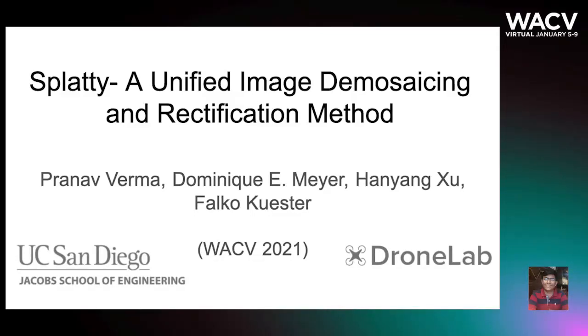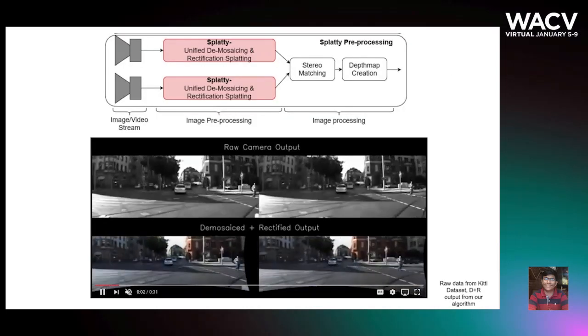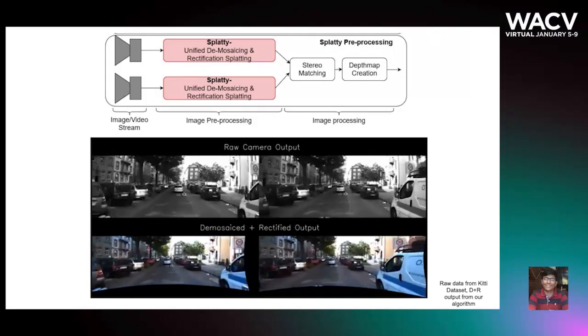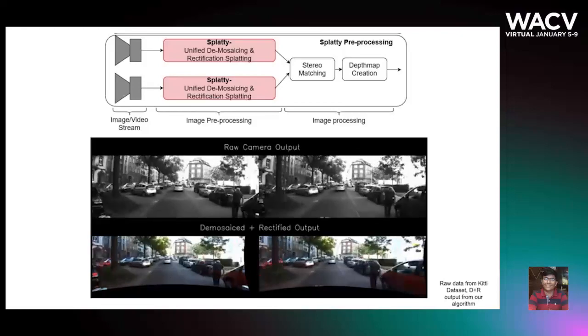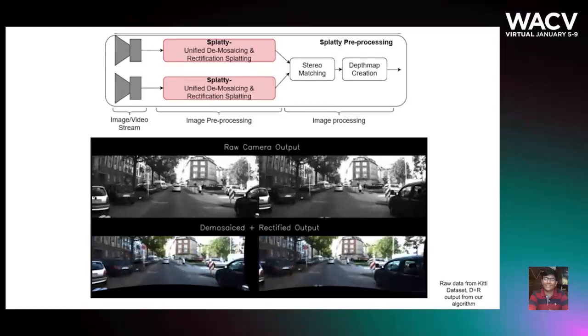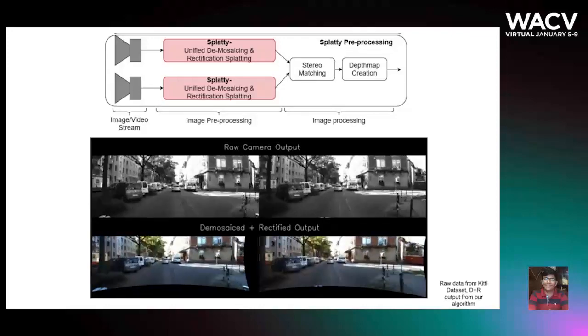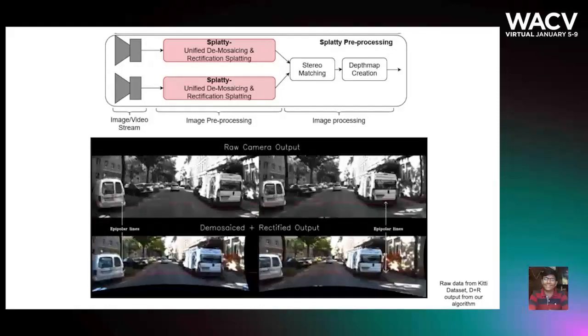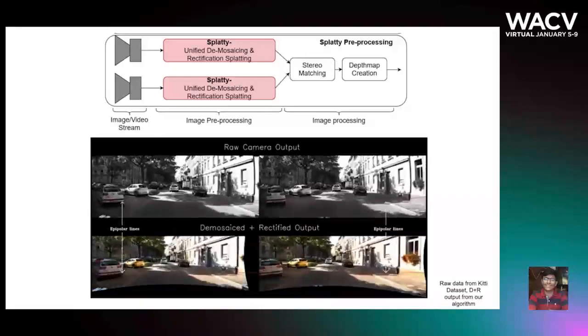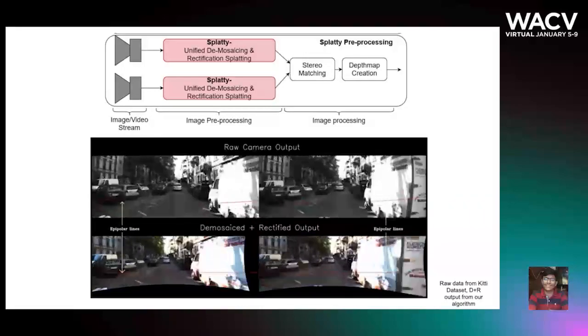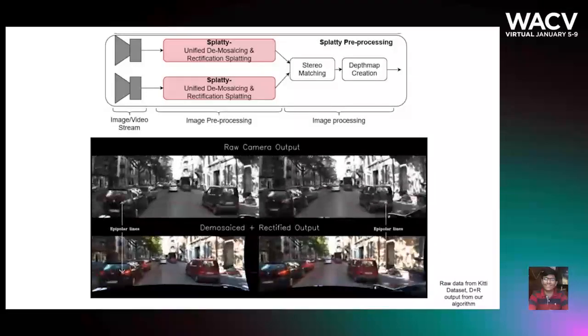Today I'll be talking about a paper on a unified image demosaicing and rectification method, which we call Splatty. Demosaicing and rectification are key tasks that are part of most computer vision pipelines. To date, however, their implementations have had high memory requirements and inconvenient data flows, making it difficult to scale them to real-time, high-resolution settings. In our work, we demonstrate a unified pre-processing pipeline which reduces the memory footprint by almost an order of magnitude without compromising on the image reconstruction quality.